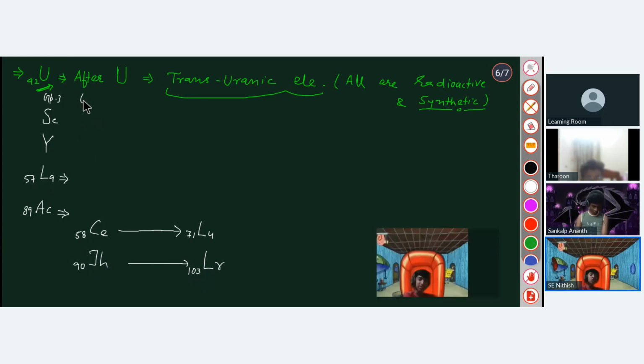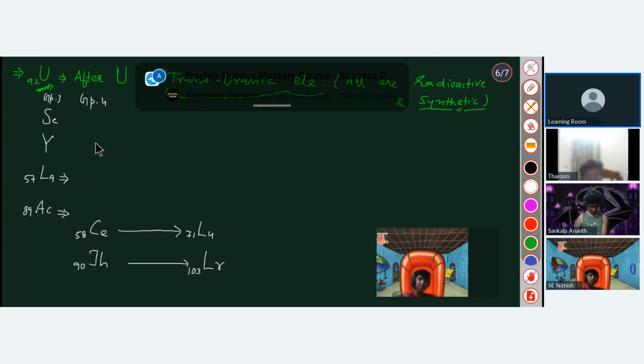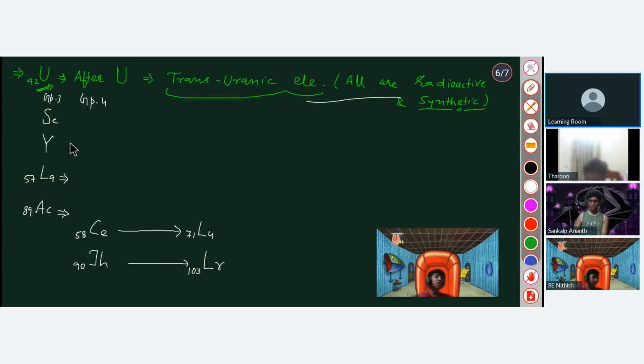So the periodic table has 118 elements, including the lanthanides and actinides. Tell me, group 4 contains titanium, zirconium, hafnium. Exactly.